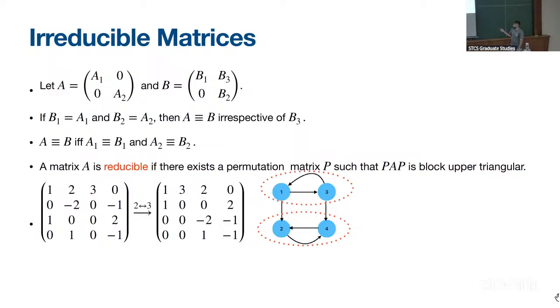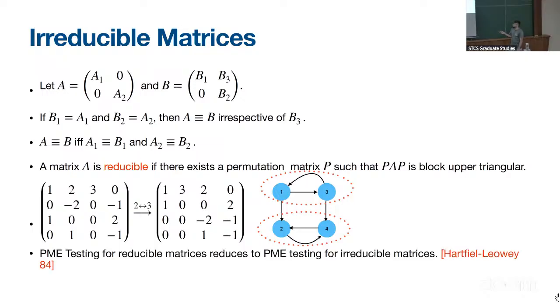And a matrix is irreducible if and only if this underlying graph is one strongly connected component. Otherwise, these strongly connected components will correspond to these blocks. And in 1984, Hartwell and Lewis showed that for reducible matrices, we only have to care about these strongly connected components and individually check whether the block matrices corresponding to these strongly connected components are principal minor equivalent to each other or not.